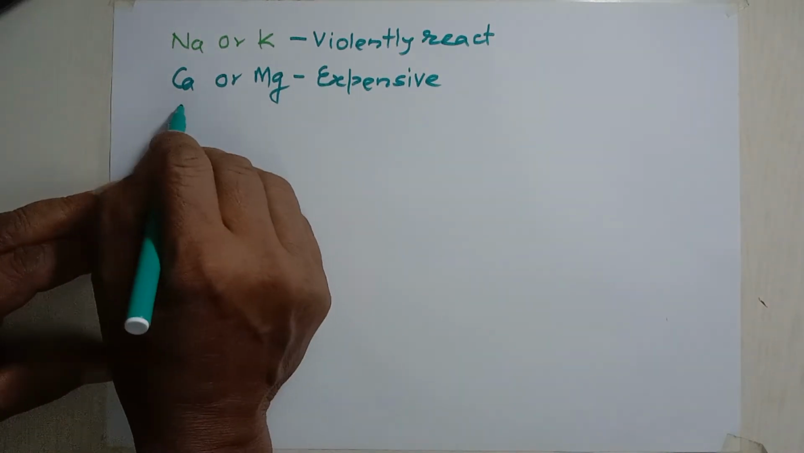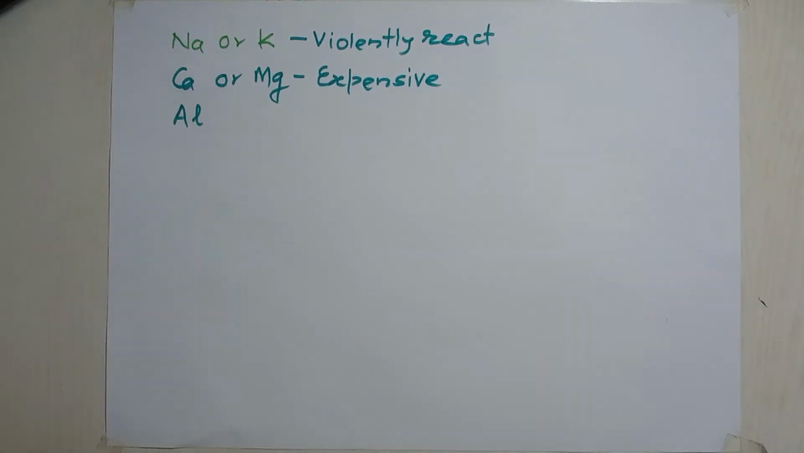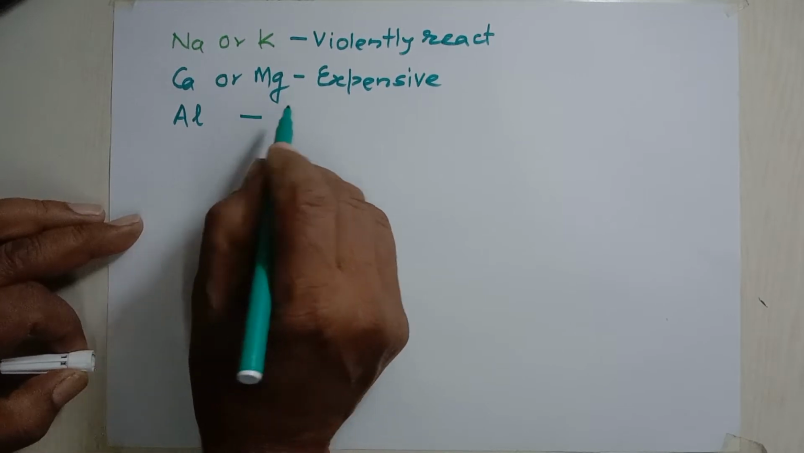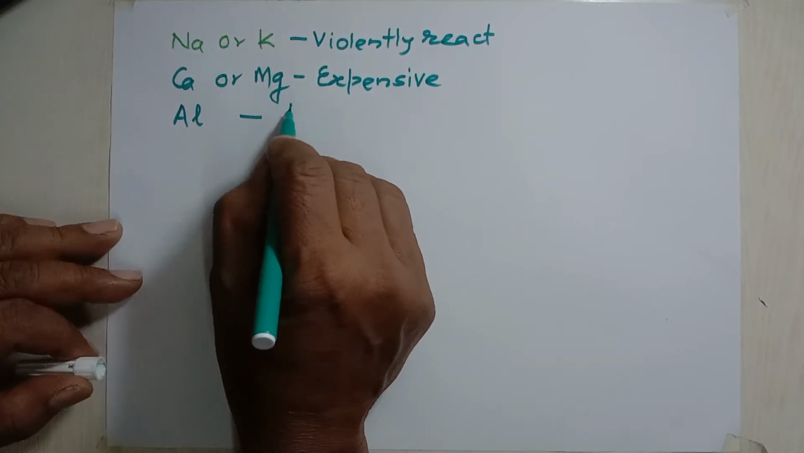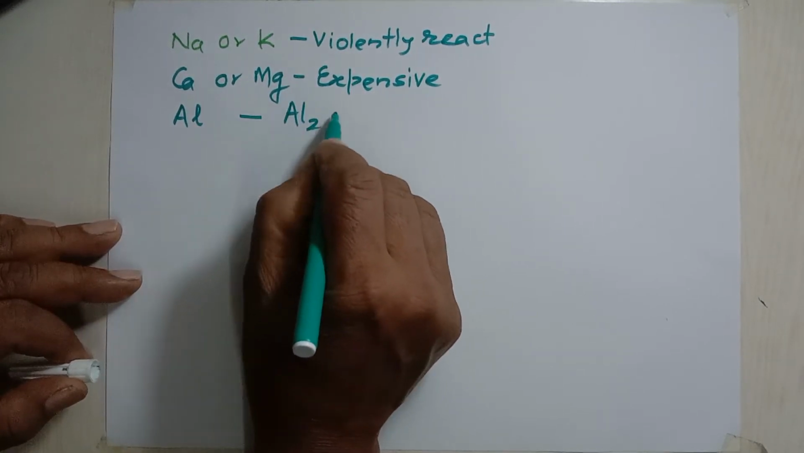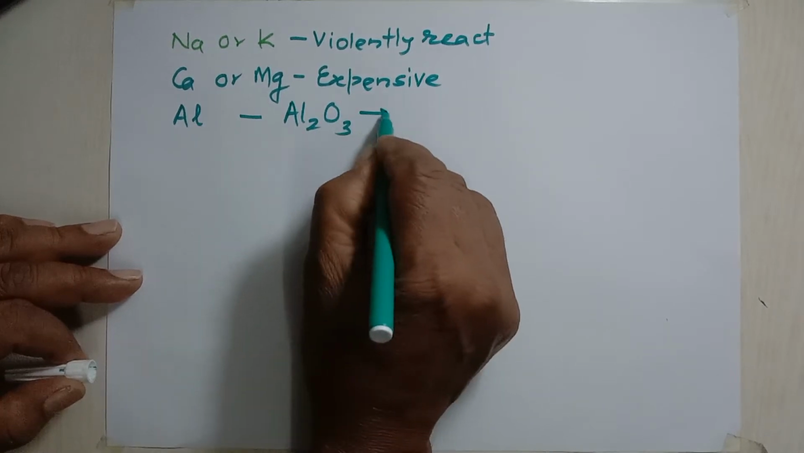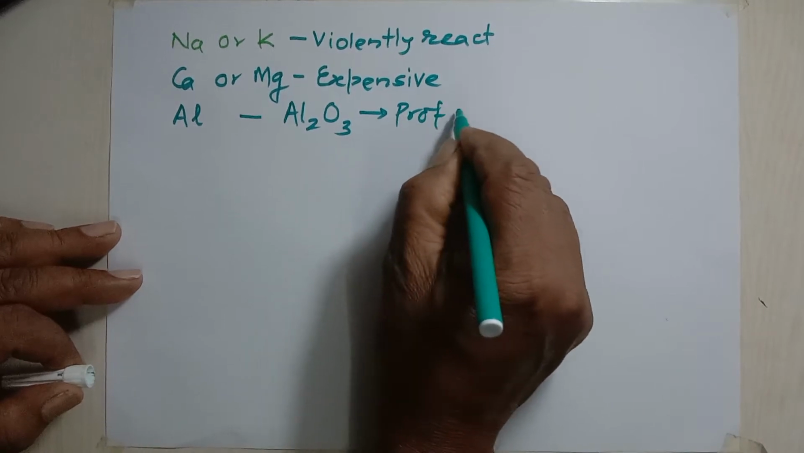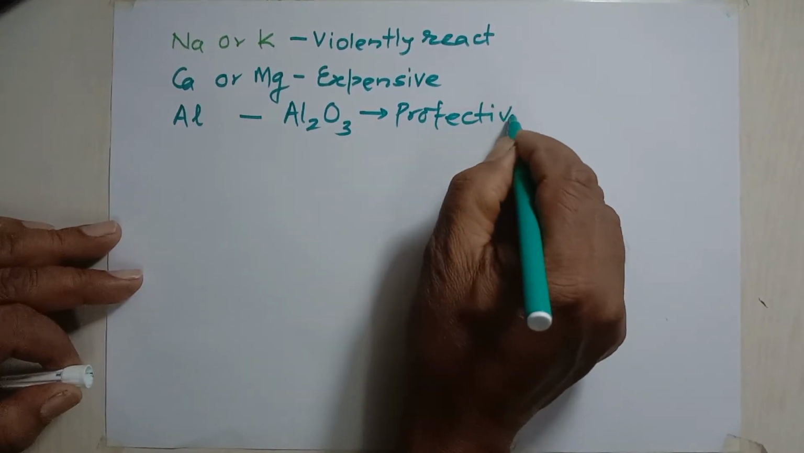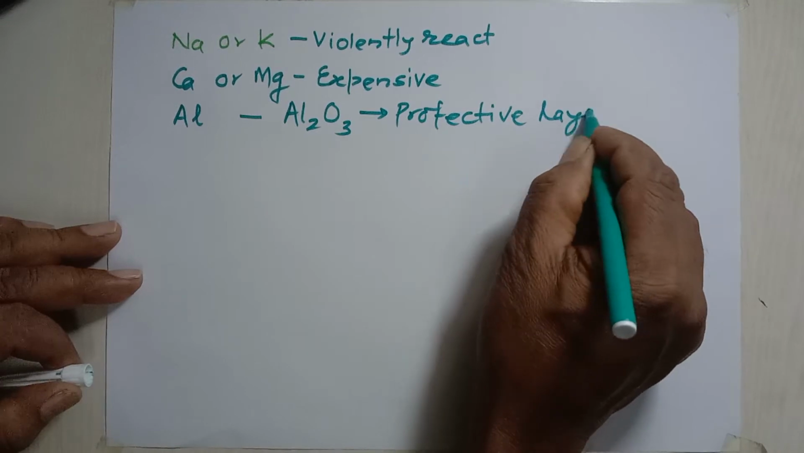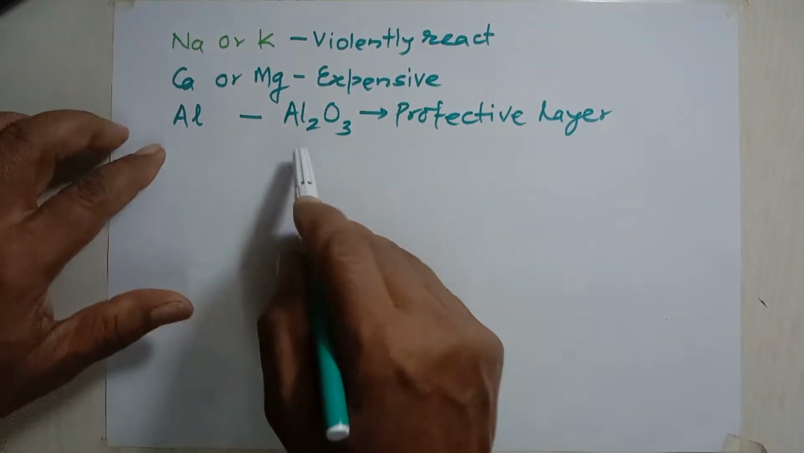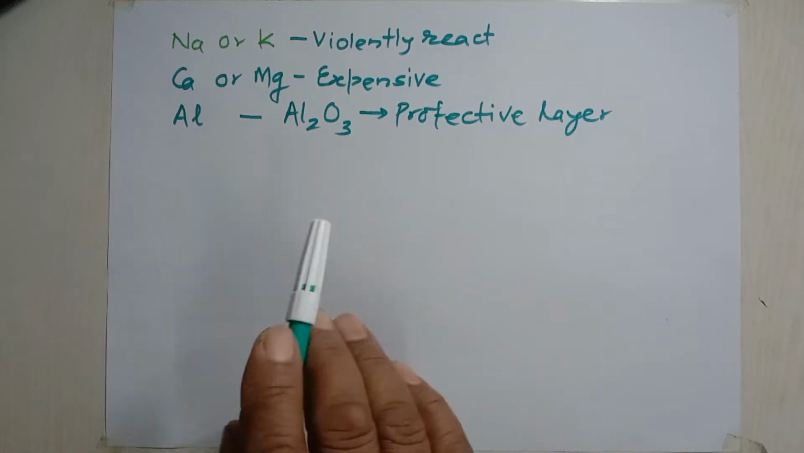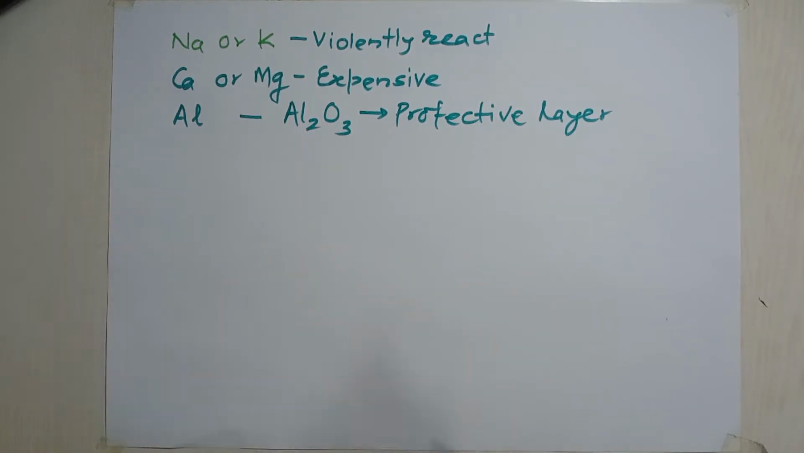And aluminium, why aluminium is not used? When aluminium reacts with acid, it produces a protective layer of aluminium oxide. This layer forms on the surface of aluminium metal. And when a protective layer is formed on the surface of the aluminium, then further reaction is prevented. That's why aluminium is also not used.